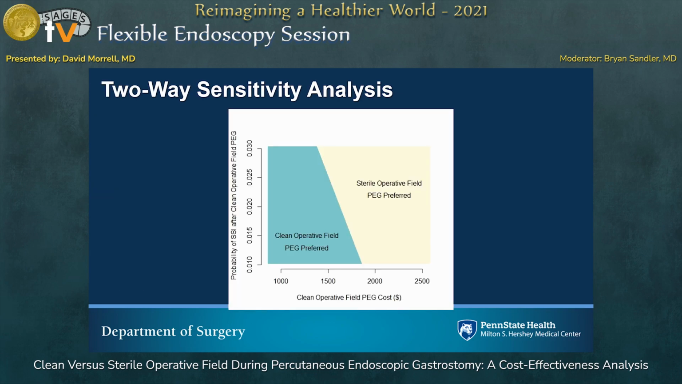Finally, we did a two-way sensitivity analysis where we looked at the probability of SSI after a clean operative field PEG, as well as the costs of a clean operative field PEG. As you can see in the figure, in the majority of instances, a sterile operative field PEG was preferred. However, as shown here, if the rate of SSI after a clean operative field PEG was 3%, the cost would have to be below $1,380 to be cost effective. Conversely, if the SSI rate dropped to 1%, the cost must remain below $1,860.